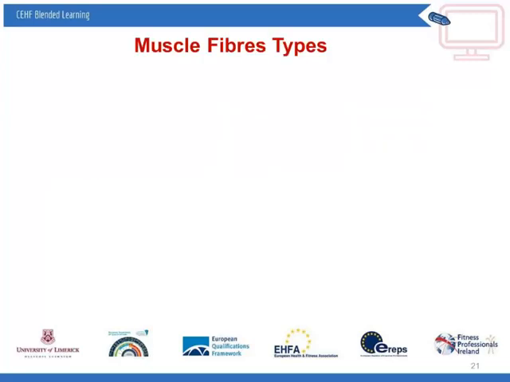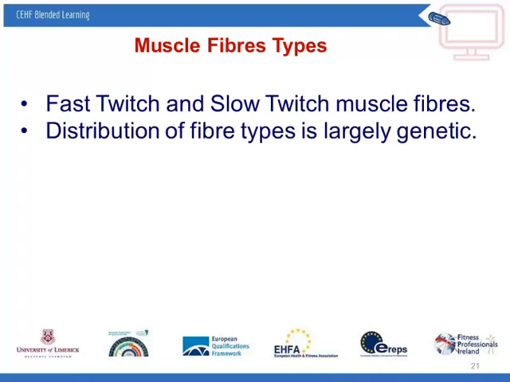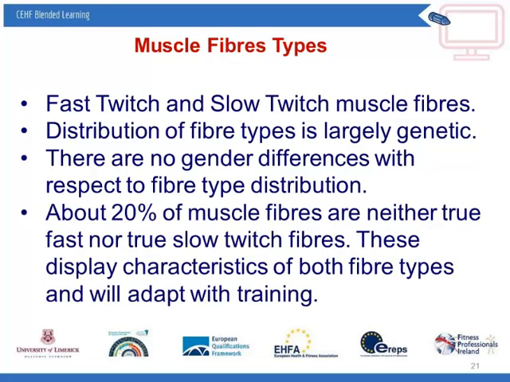Another consideration that will influence the energy system that our bodies prefer to use is the type of muscle fibre that we have. There are two muscle fibre types, and they are fast twitch and slow twitch muscle fibres. The type of muscle fibre that we have is largely determined by genetics. There are no major differences between male and female when it comes to different fibre type distribution. And about 20% of the muscle fibres that we have are neither true fast nor true slow twitch fibres. They have the characteristics of both fibre types, so they can actually be adapted with training.